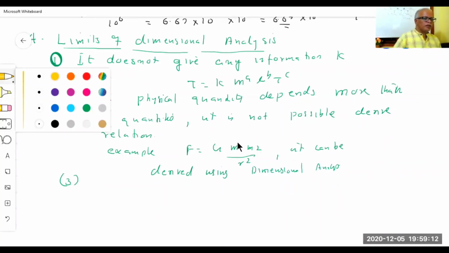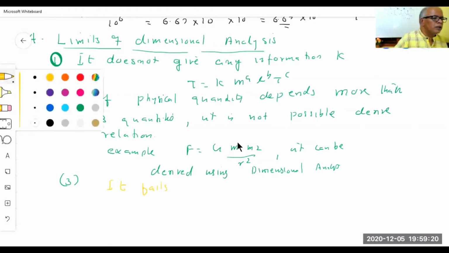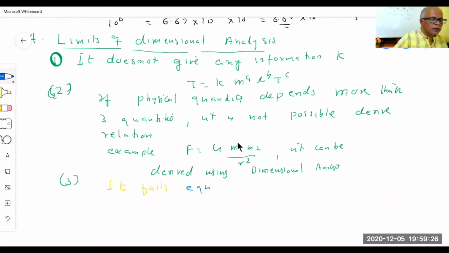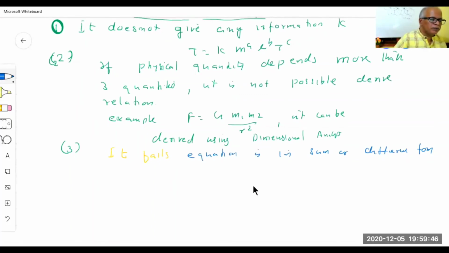Third drawback is it fails when the equation is in sum or different form. Very classic example I'm telling: S is equal to ut plus half a t square cannot be derived by the dimensional method.